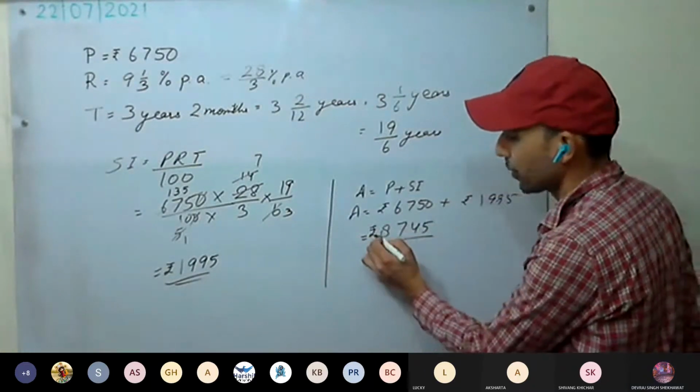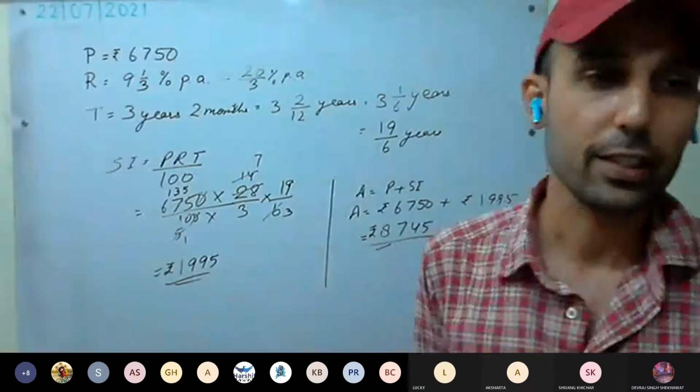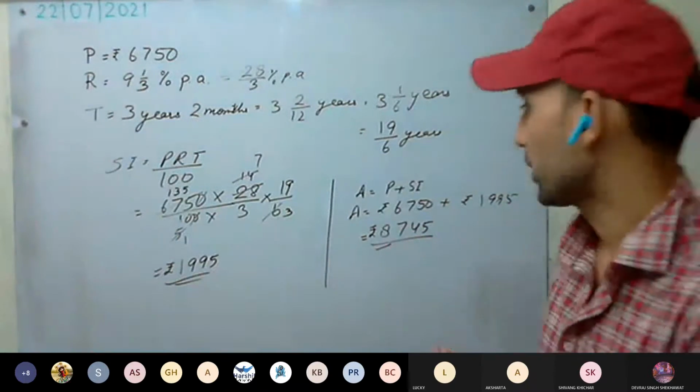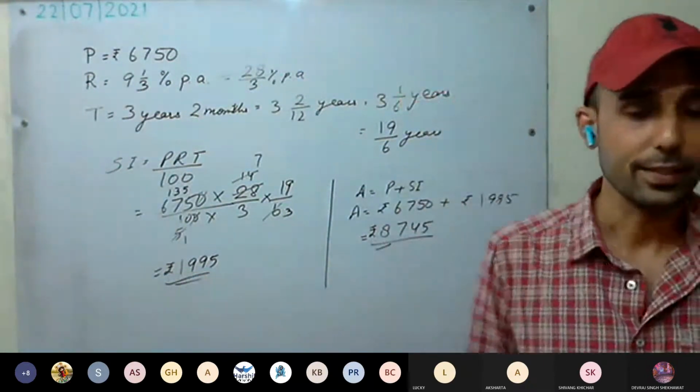You have to put the rupees sign always, okay? Or else the teacher may wonder whether these are mangoes, apples, or bananas. These are rupees, okay? Always put rupees. The sign must be there.